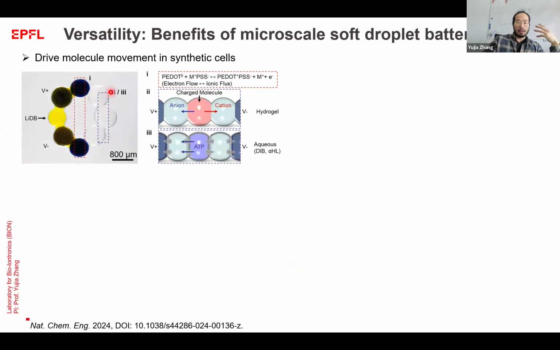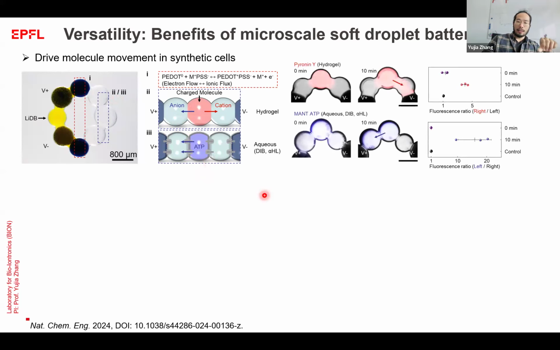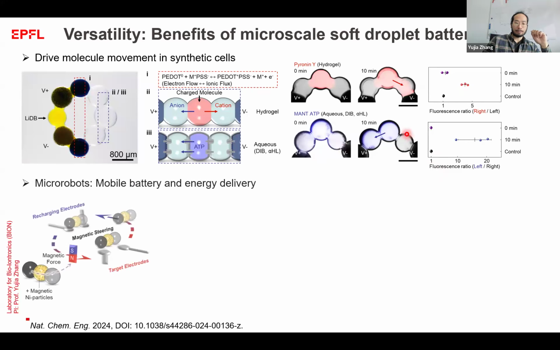In this case, aqueous solutions in droplet form are connected by DIBs with alpha hemolysin membrane channels. And the output, on the left-hand side, you see the lithium droplet batteries, LIDB, can power charged ions or charged molecules to translocate through those membrane channels. In this case, let's say ATP molecules through alpha hemolysin channels. And this is widely controlled with directional movement because of the power of the ionic current.